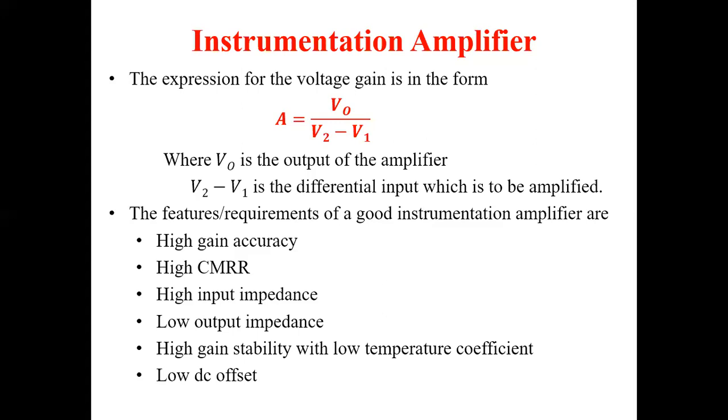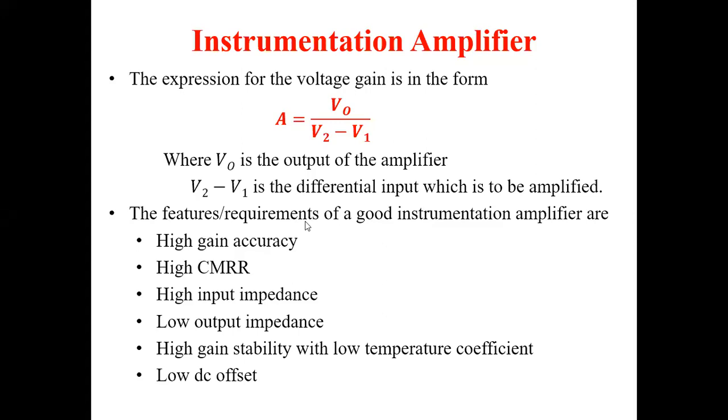So for making the output zero, we are applying an additional DC input voltage in order to make the output zero. That is referred to as the offset voltage. So that is referred to as offset. In the case of the instrumentation amplifier, the offset voltage is very, very small. That is why it is referred to as low DC offset.